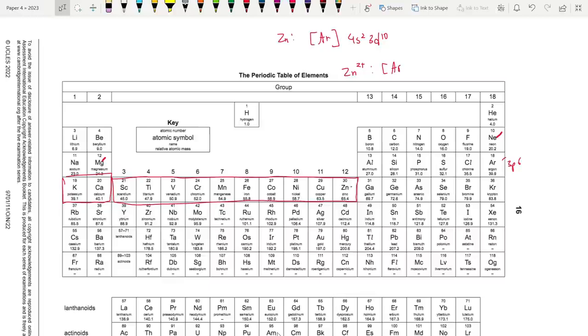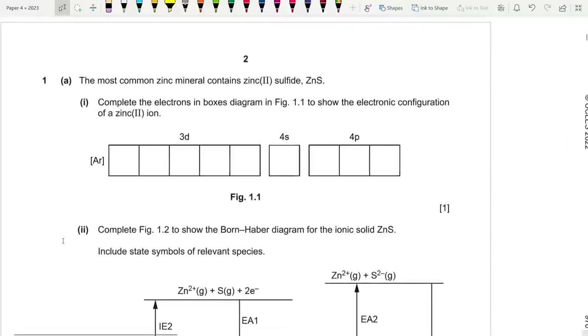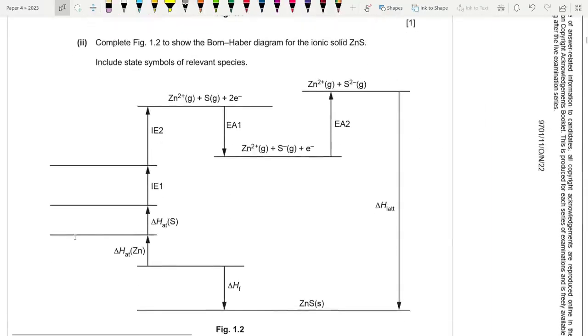So what about the zinc 2 plus ion? It has the electron configuration of argon as well. And you know that for transition metals, when you form a cation, the electrons actually go from the 4s orbital first. So you end up with 3d10 only. The 4s subshell is actually empty, and the 4p subshell is empty as well. So we just have 3d10. It's going to look like this: 1 2 3 4 5 followed by 1 2 3 4 5. That's all.